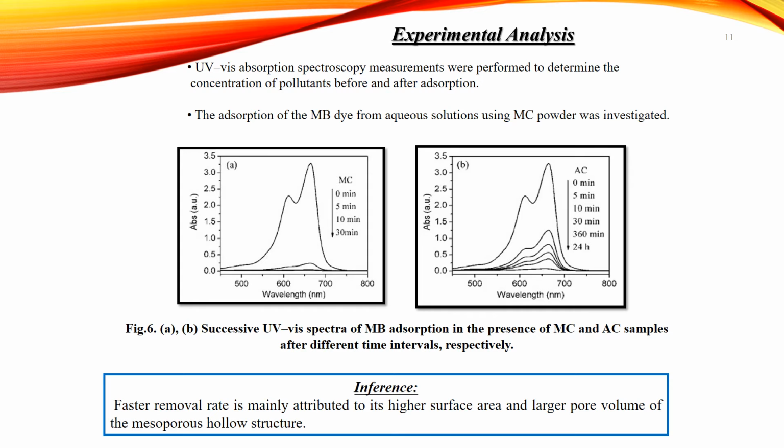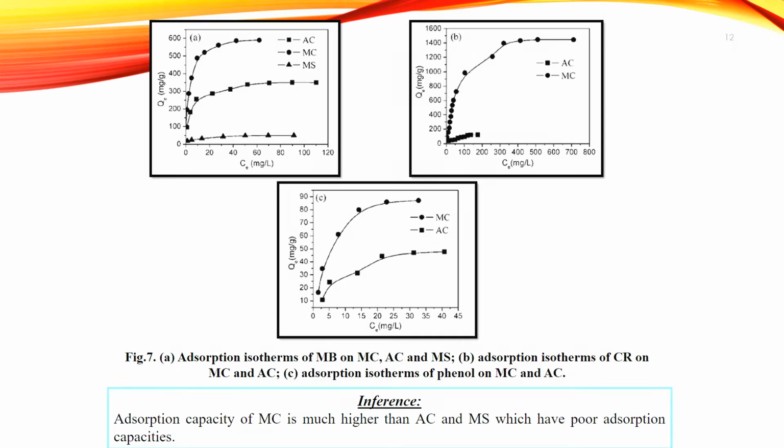So, the inference from this can be made that the higher or faster removal rate in carbon capsule was because of the higher surface area and large pore volume of the mesoporous hollow structure. A comparison was done with different adsorbents for removal of different types of dye from water. The dyes that were being used were methylene blue, Congo red, and phenol.